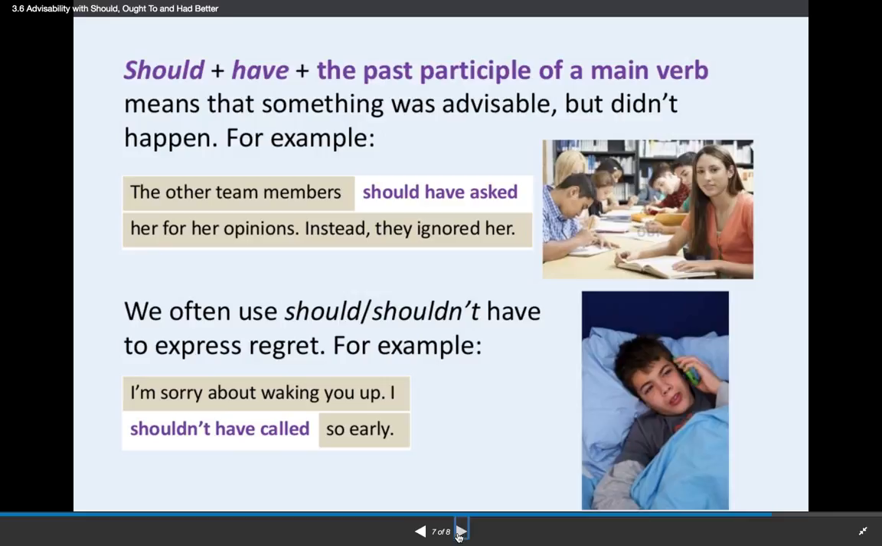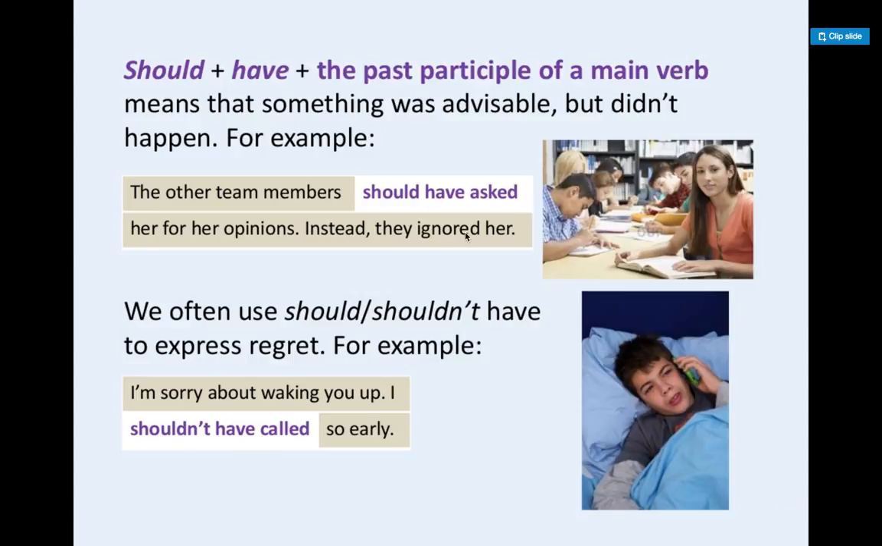And here is past. Should have, and the past participle means that something was advisable, means it was a good idea, but it didn't happen. For example, the other team members should have asked her for her opinions. Instead, they ignored her. This means they did not ask her. It would have been a good idea for them to ask her, but they didn't do it.